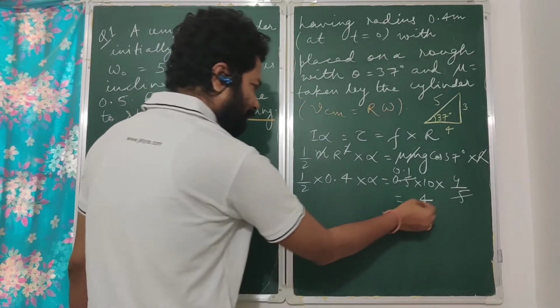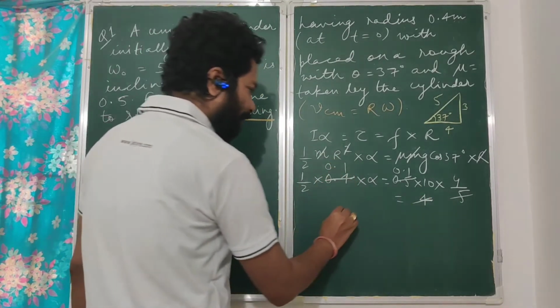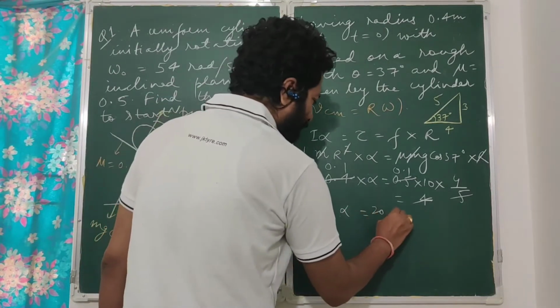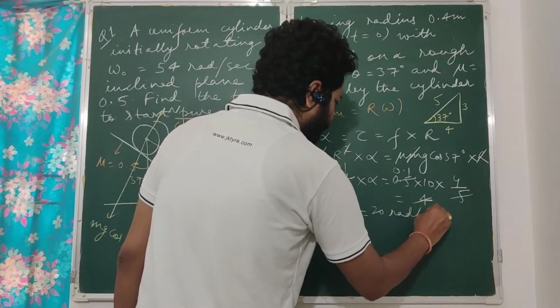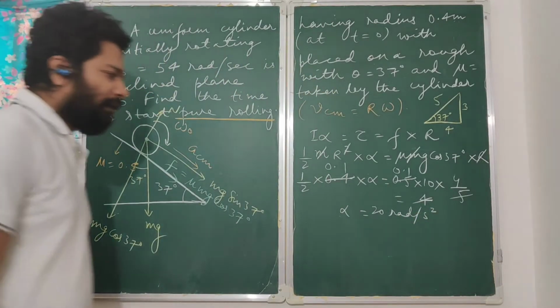And here 4 again 0.1. So what do we get? Alpha is equal to 2 by 0.1, which is 20. So 20 radian per second square. This is your alpha.